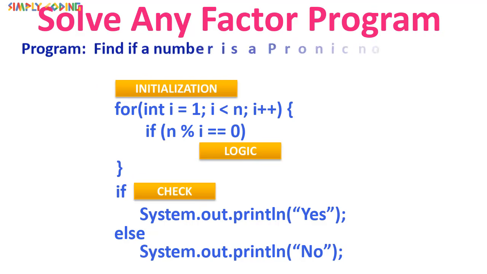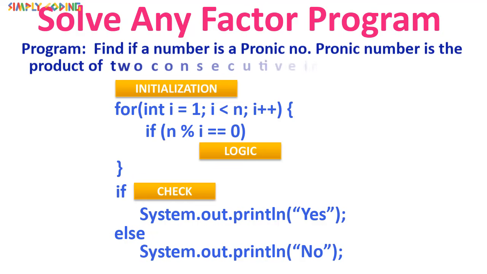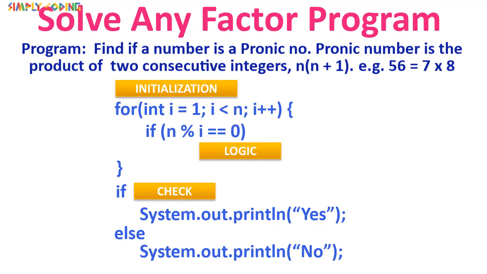Next, we will do a program for Pronic number. A Pronic number is a number which is the product of two consecutive integers, that is, a number of the form n into n plus 1. For example, 56 is equal to 7 multiplied by 8, which are consecutive numbers. Here in the initialization section, we will initialize fact to 0.